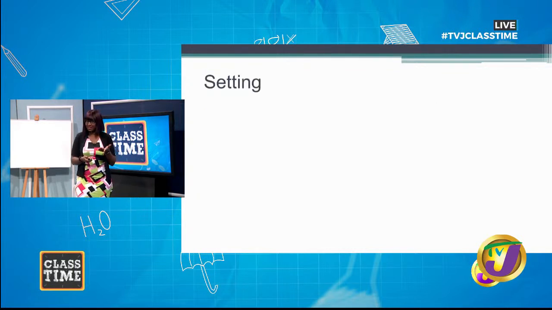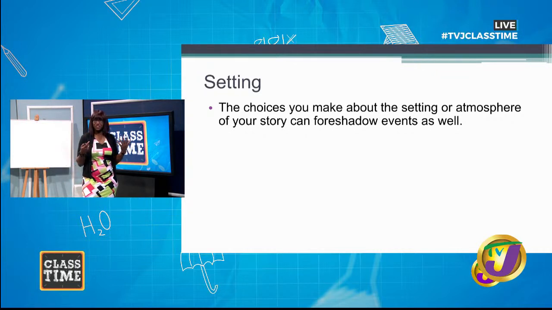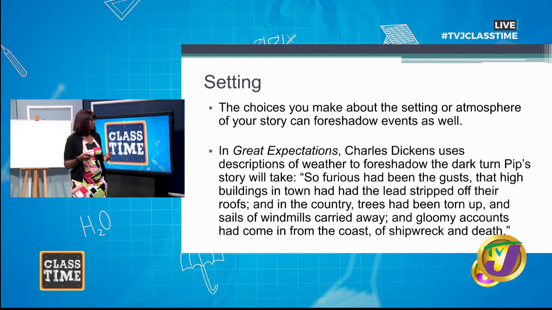You can use your setting as well. And when you use setting, you can use some amount of pathetic fallacy in your setting to foreshadow things. So you can choose a setting that will foreshadow death. Of course, the most obvious one is to have somebody visit a cemetery. But there are other settings that could foreshadow death. There are other settings that could foreshadow victory. There are other settings that could foreshadow sadness. So use the setting wisely.